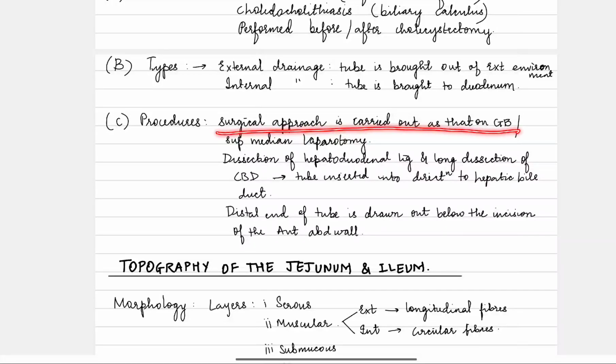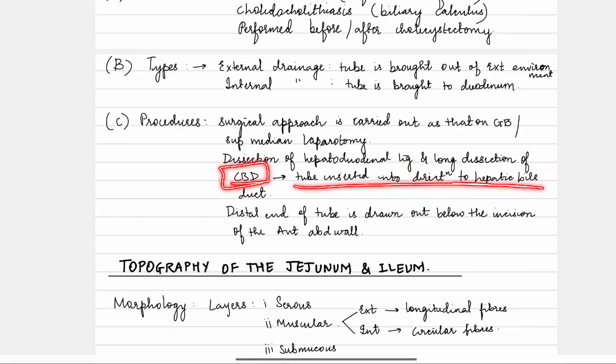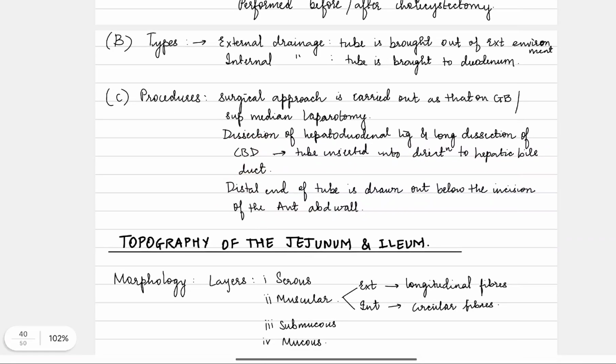Surgical approach is carried out as that of the gallbladder, or superior median laparotomy. Dissection of the hepatoduodenal ligament and long dissection of the common bile duct. Tube is inserted in the direction of the hepatic bile duct. Distal end of the tube is drawn out below the incision of the anterior abdominal wall.